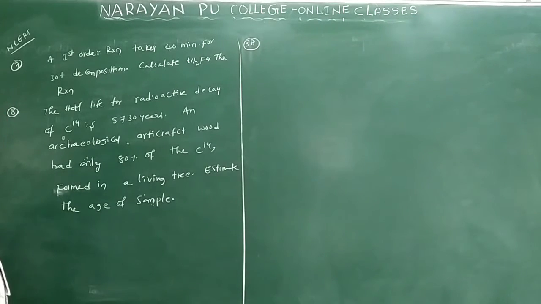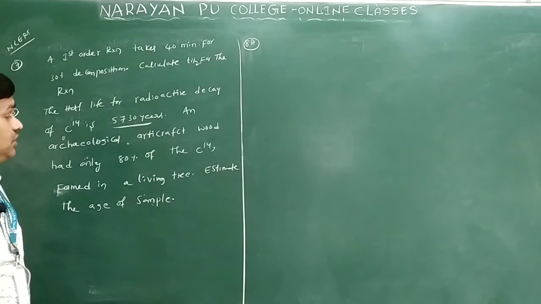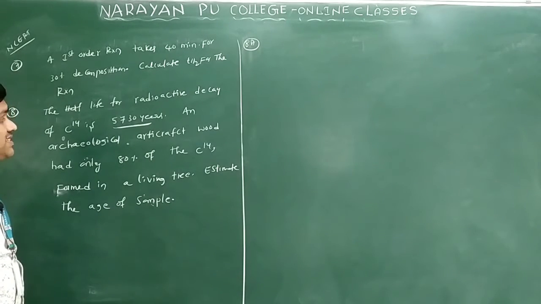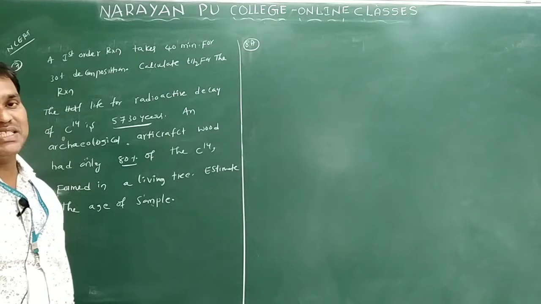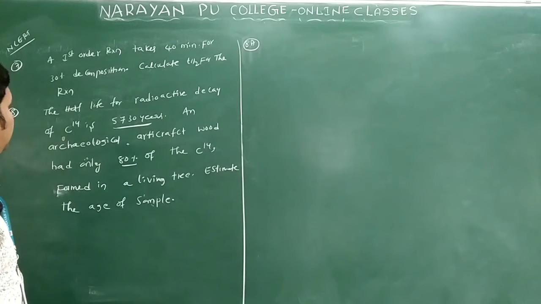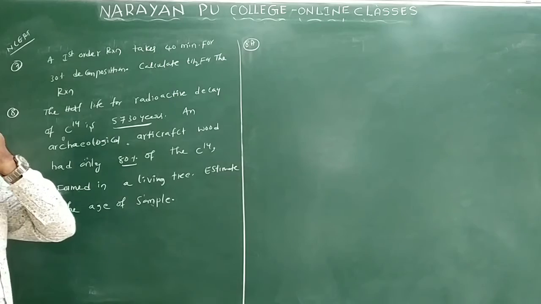So the next question here: the half-life for a radioactive decay of C14 is 5730 years. An archaeological artifact would have only 80% of the C14 formed in a living tree. Estimate the age of the sample, so we can find out the time. So the half-life of the radioactive decay of C14 is given, 5730 years. You know all radioactive decay reactions follow first order reactions. So for first order reactions, they have already given the half-life, that means t½ is given.